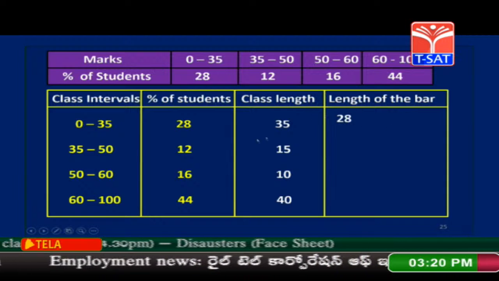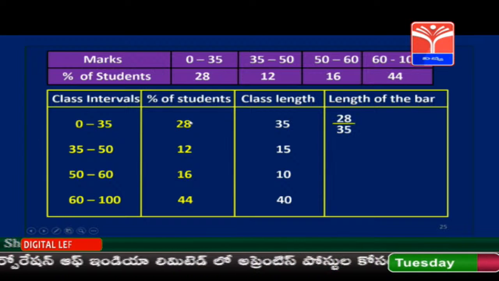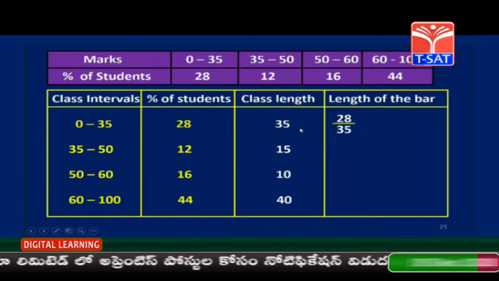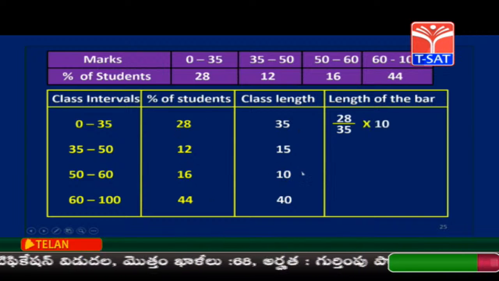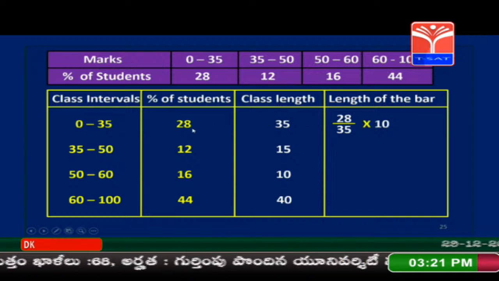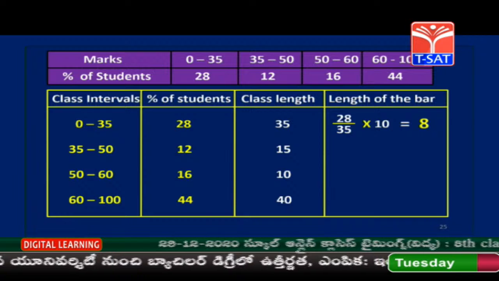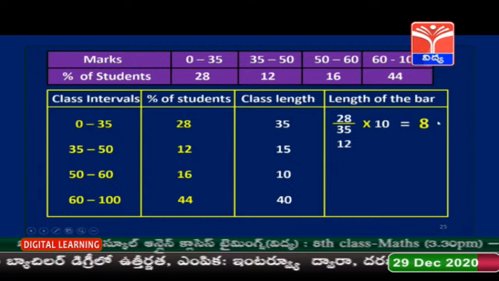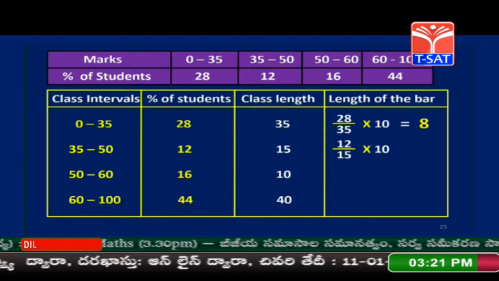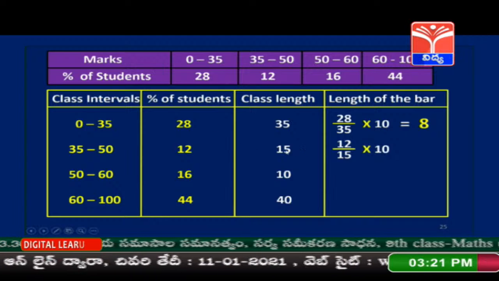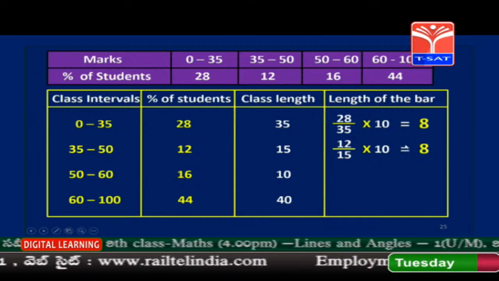First, 28 divided by 35, multiplied by what is the least class length here? Yes, it is 10. So 28 by 35 into 10. After cancellation, what you will get? You will get 8. Next, 12 by 15 into 10, 12 by 15 into the least class length, that is 10. After cancellation, you will get 8.